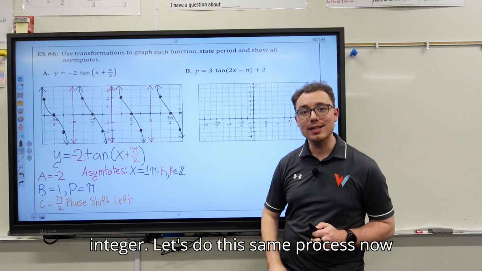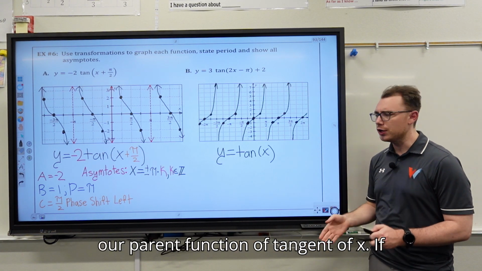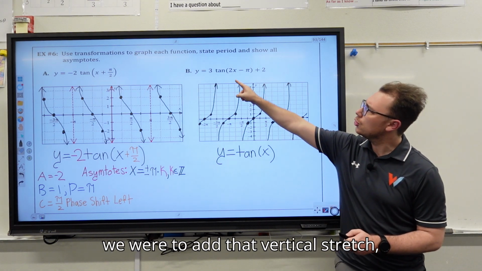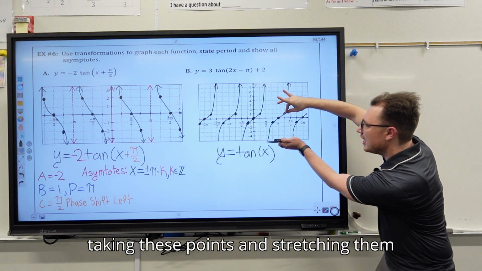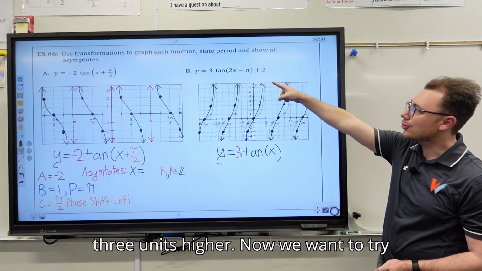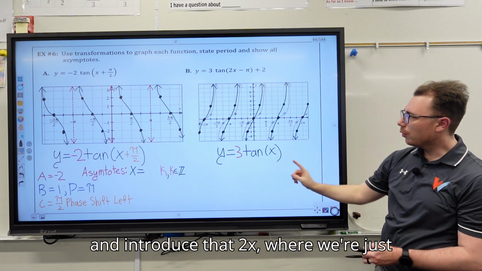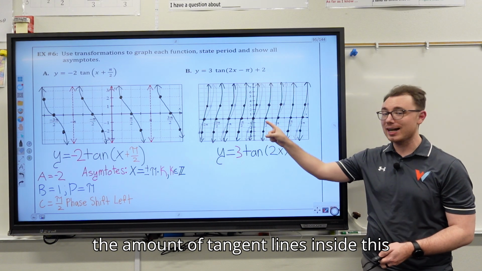Let's do the same process now for part b. For part b, here is our parent function of tangent of x. If we were to add that vertical stretch, that amplitude of 3, we're really just taking these points and stretching them 3 units higher. Now we want to try and introduce that 2x, where we're just changing the period and we're doubling the amount of tangent lines inside this graph.